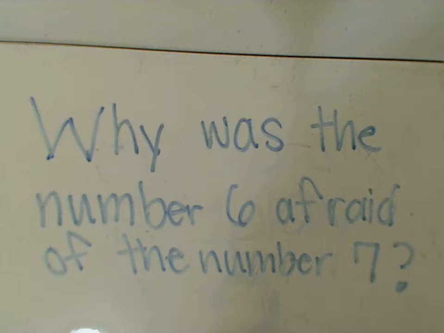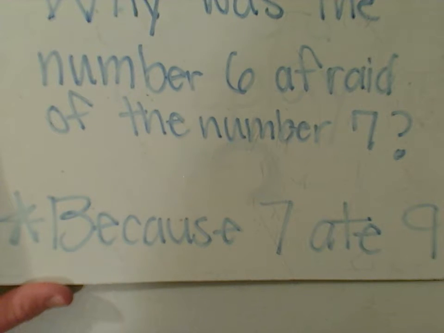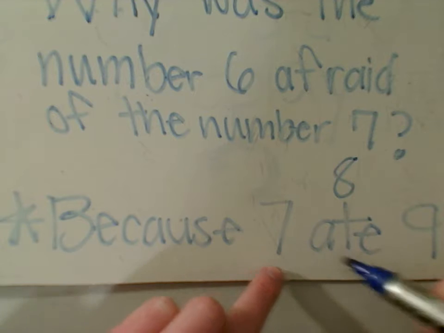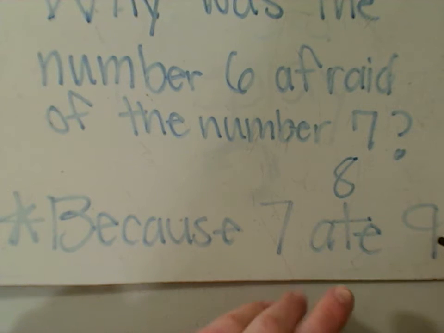I mean 16.4. Okay, so let's start out with a joke. Why was the number 6 afraid of the number 7? Because 7, 8, 9. Get it? Instead of 7, 8, 9, it's like the number 7 actually ate the number 9. So that's why he was afraid.